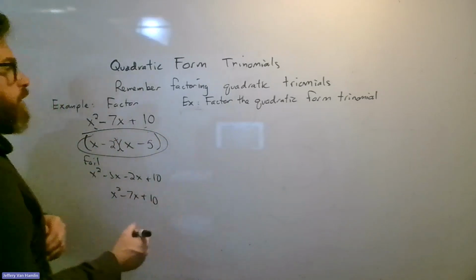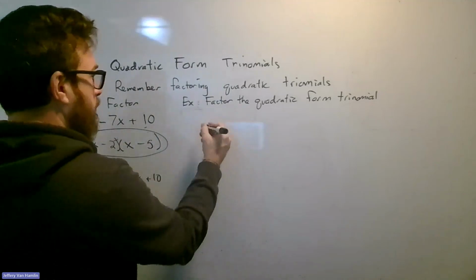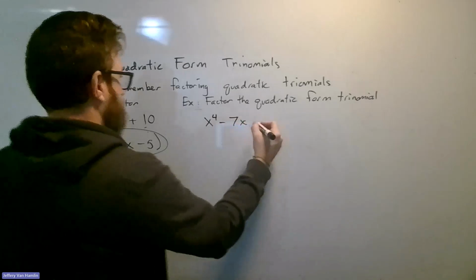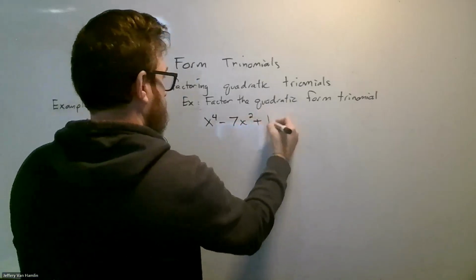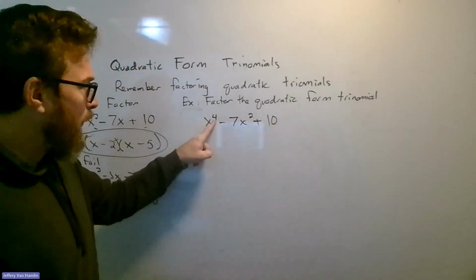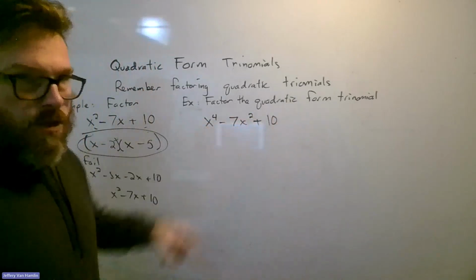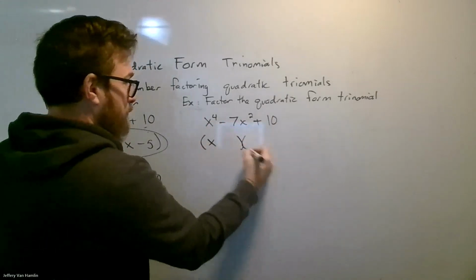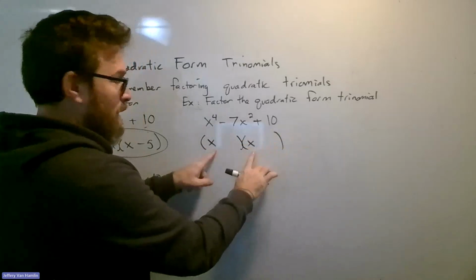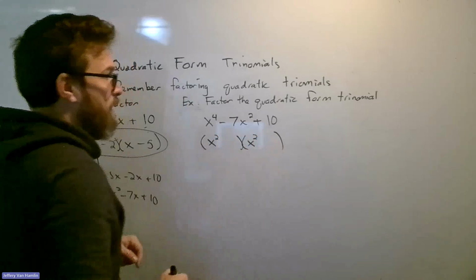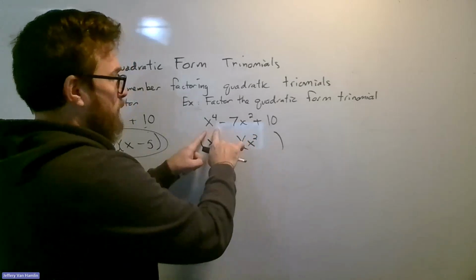Now, quadratic form trinomials take a very similar idea. It has quadratic form, and we'll start out with something basic, like this. The dead giveaway is, notice that this power is twice this power. So very similar, we can reverse engineer this, except this time, x times x is not going to work. We're going to need an x squared and also an x squared. So x squared times x squared gives us x to the fourth.